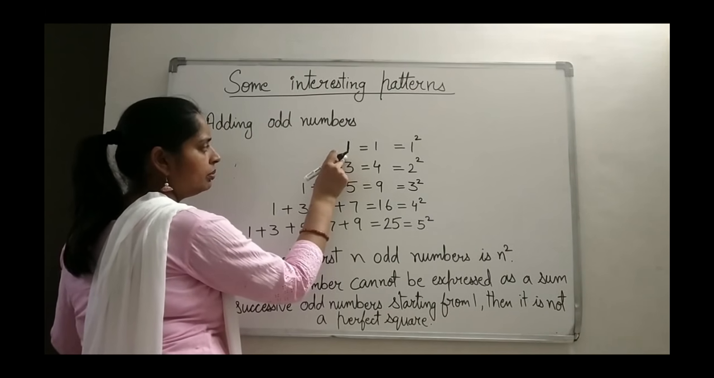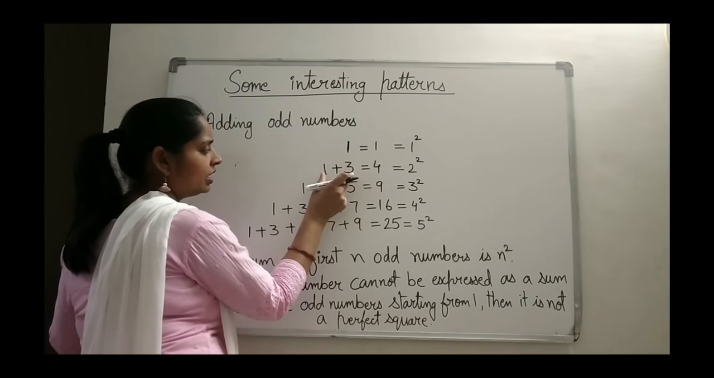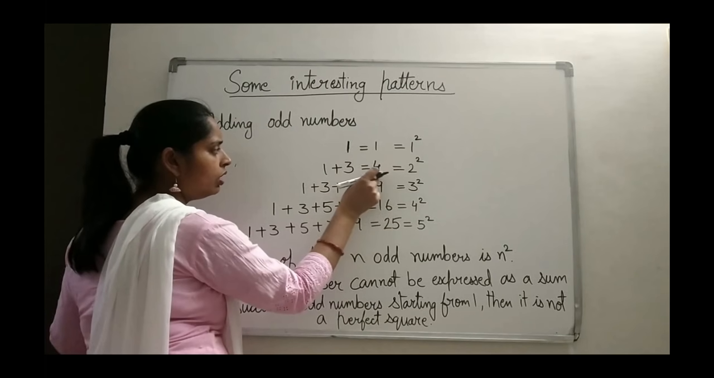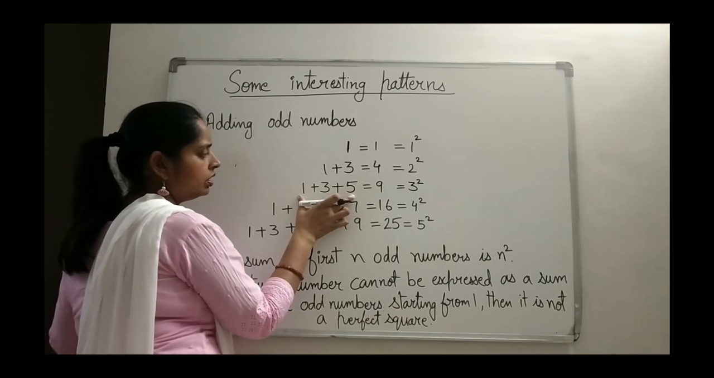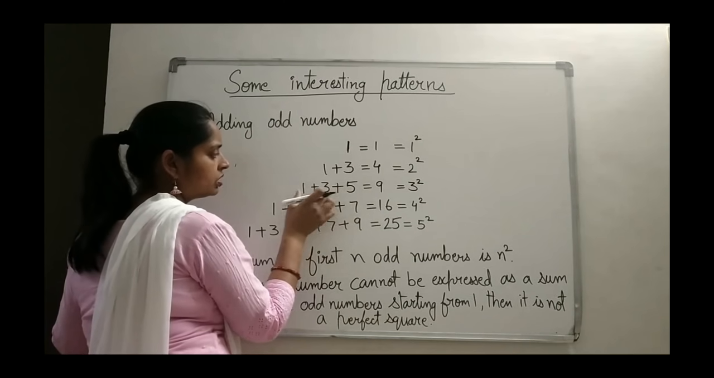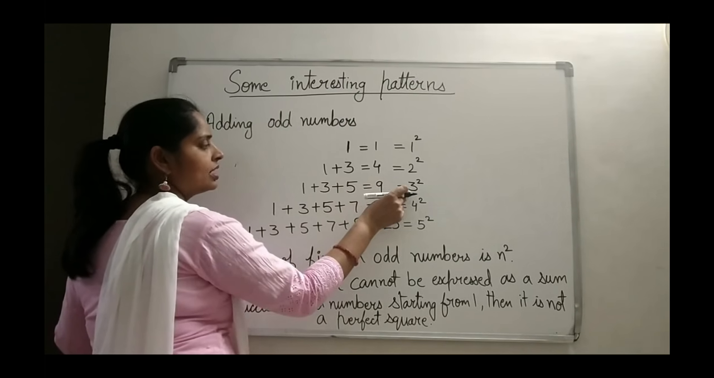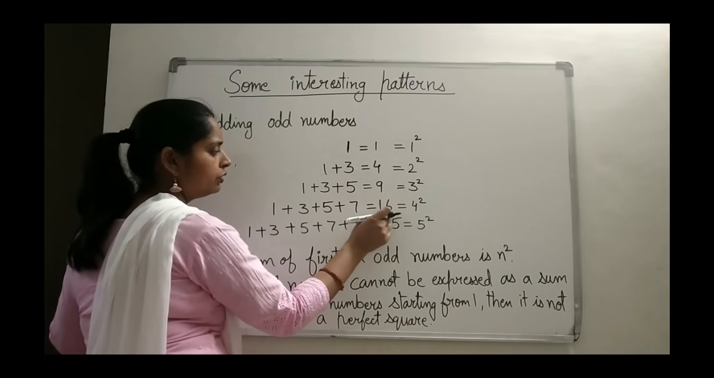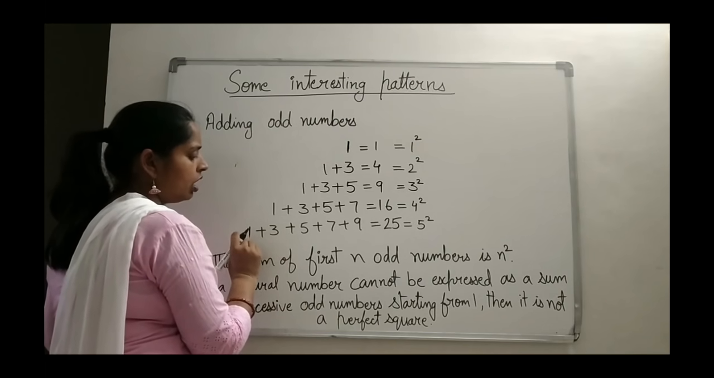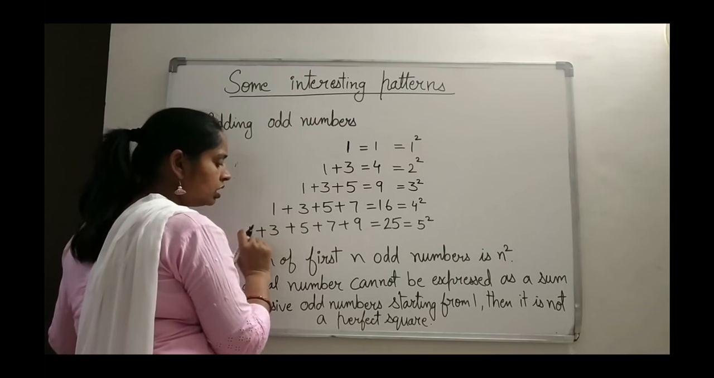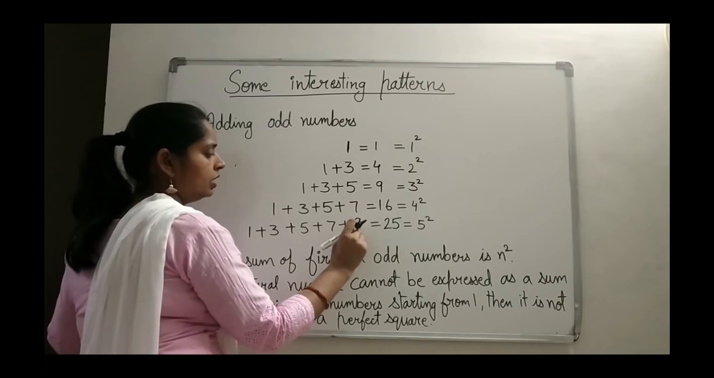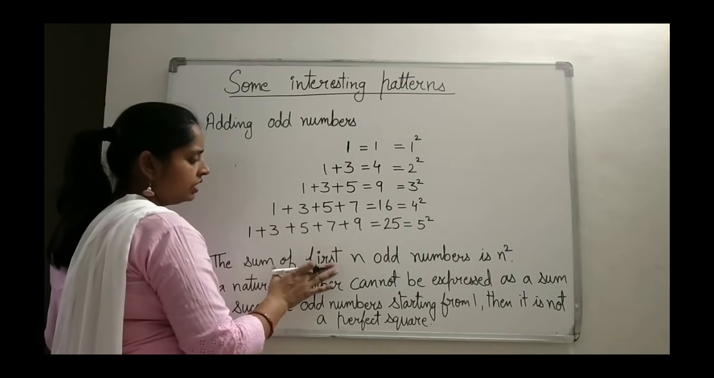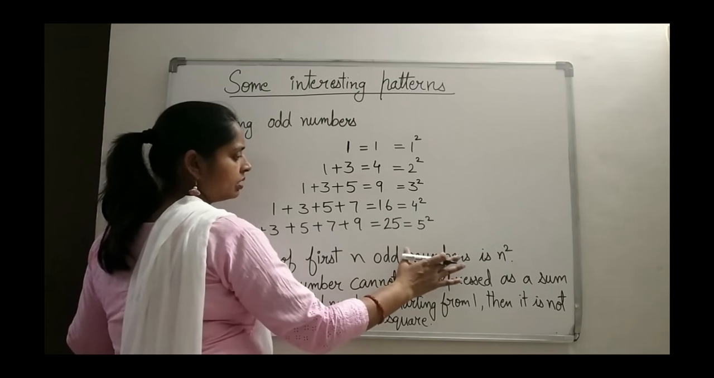See, if I have taken only one number, so 1 is equal to 1. If I have taken two odd numbers, the sum is equal to the square of 2. If I have taken 3 consecutive odd numbers and added, that is the square of 3. If I have taken 4 consecutive odd numbers, that is the square of 4. So it depends on how many consecutive odd numbers I have taken and added; if I take n odd numbers, the sum of the first n odd numbers is equal to n square.